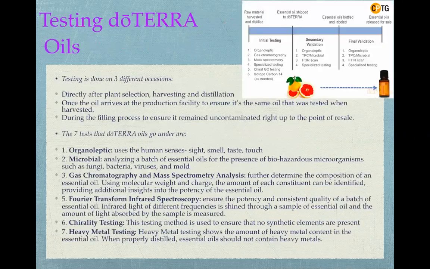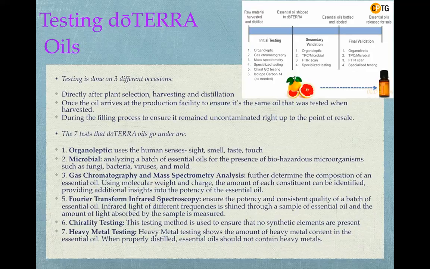And then testing doTERRA oils. Another thing that goes hand in hand with the quality difference is the fact that these oils and how they are certified pure therapeutic grade is ensuring that they are tested on 3 different occasions in 7 different ways. So these testings are done directly after the plant selection, harvesting, and distillation. Then they're tested again once the oil arrives at the production facility to ensure it's the exact same oil that was tested when it was harvested.